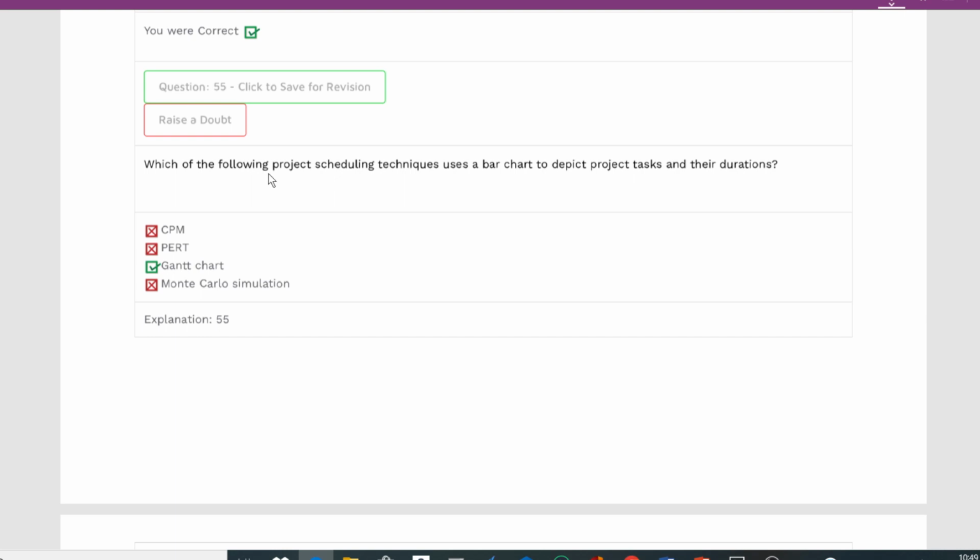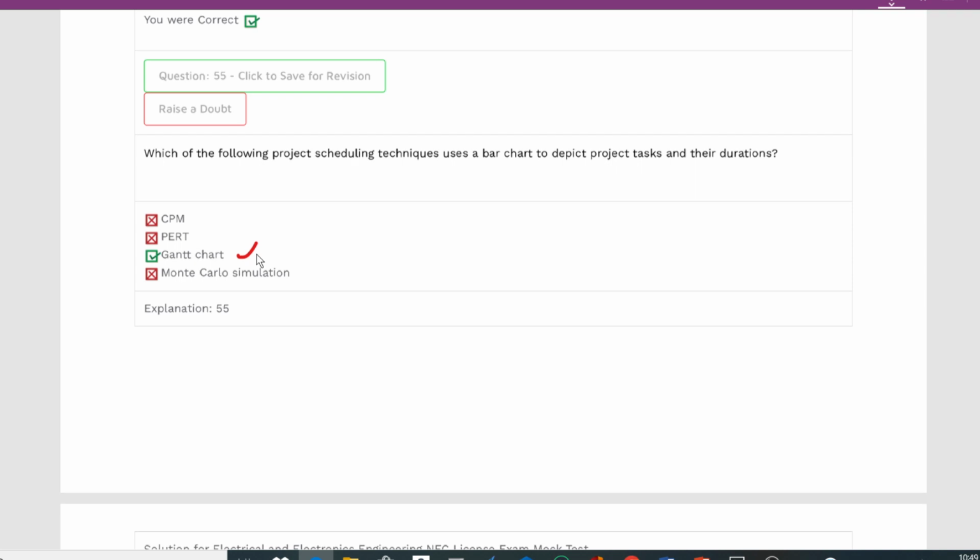And which of the following project scheduling techniques uses a bar chart to depict project tasks and their duration? So yes, Gantt chart is used here. So here CPM means critical path method, and PERT, the full form is program evaluation and review technique.